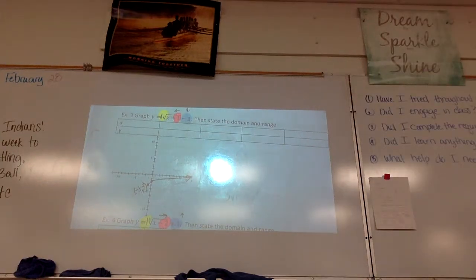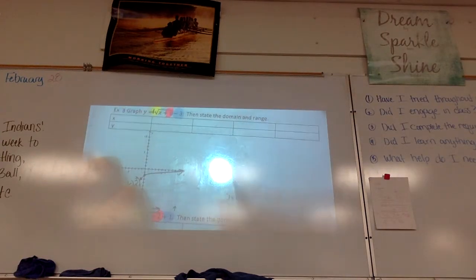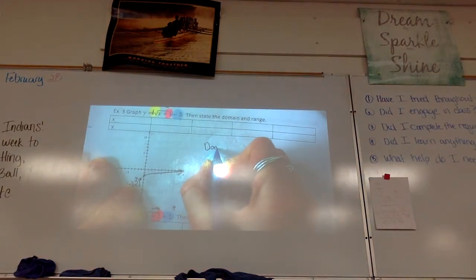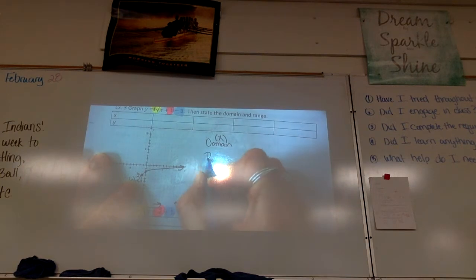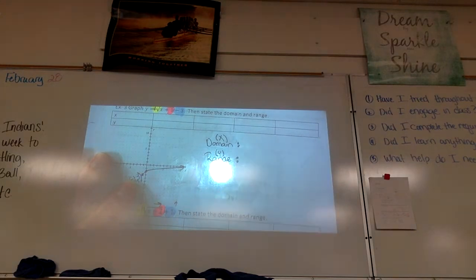Domain and range is the last piece here. Does domain mean x values or y values? X. Domain is the x. Range is the y.